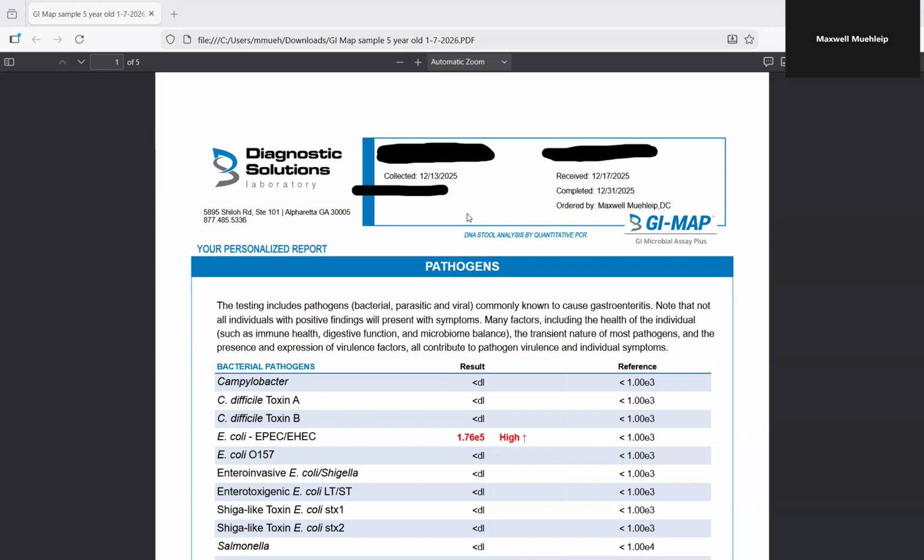I wanted to share this with you because I think this is a great example of why it's so important to do something like a stool test. The GI map is a pretty good one because it does a PCR analysis, a DNA analysis of all sorts of different microbes and critters in the digestive tract. And it gives you a really good overview of potential causes of inflammation or gut pain.